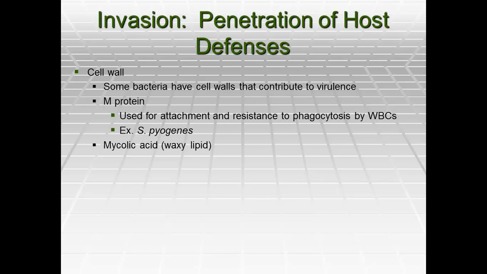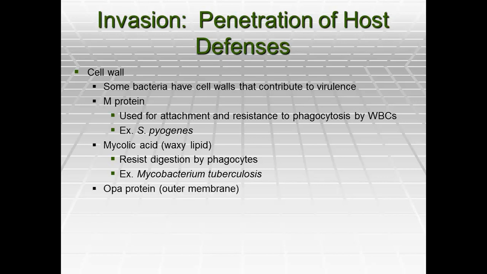It also has mycolic acid, which is a waxy lipid. Mycolic acid resists digestion by phagocytes. So an example there would be Mycobacterium tuberculosis. The Opa protein that you will find in the outer membrane inhibits the T helper cells, and we find this in Neisseria gonorrhoeae.